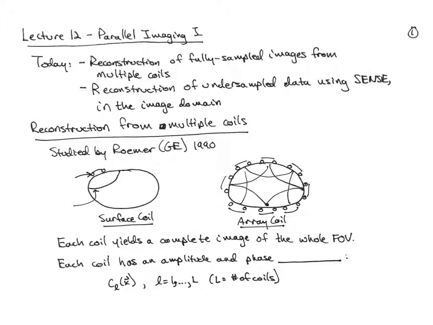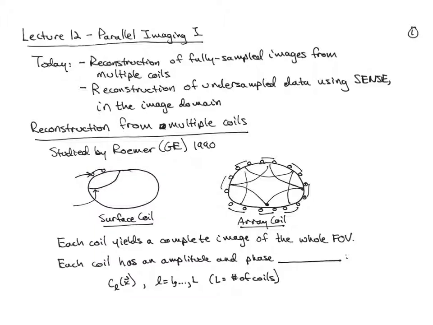Today, though, specifically, we're going to talk about the reconstruction of fully sampled images from multiple coils, and then we'll start talking about the reconstruction of undersampled data using the SENSE technique in the image domain. Okay, so we'll start off by defining what it means to reconstruct an image from multiple coils. This problem was most significantly first studied by Pete Roemer at GE back in 1990.